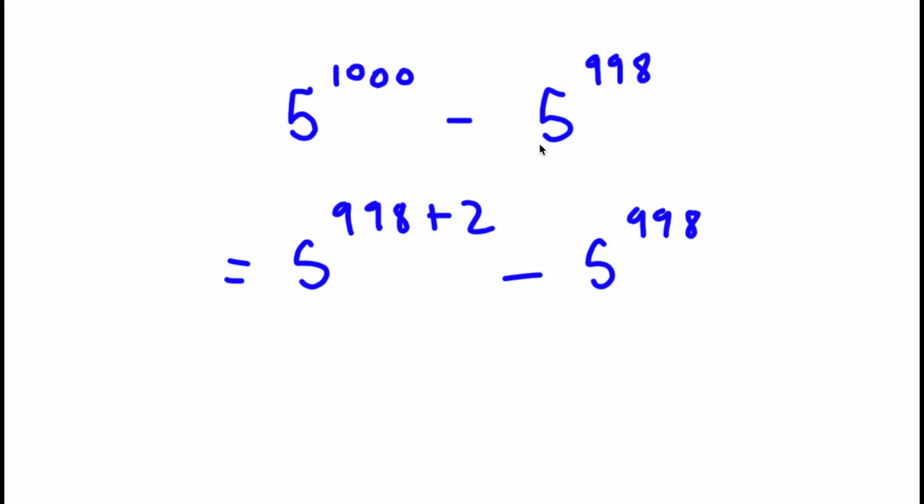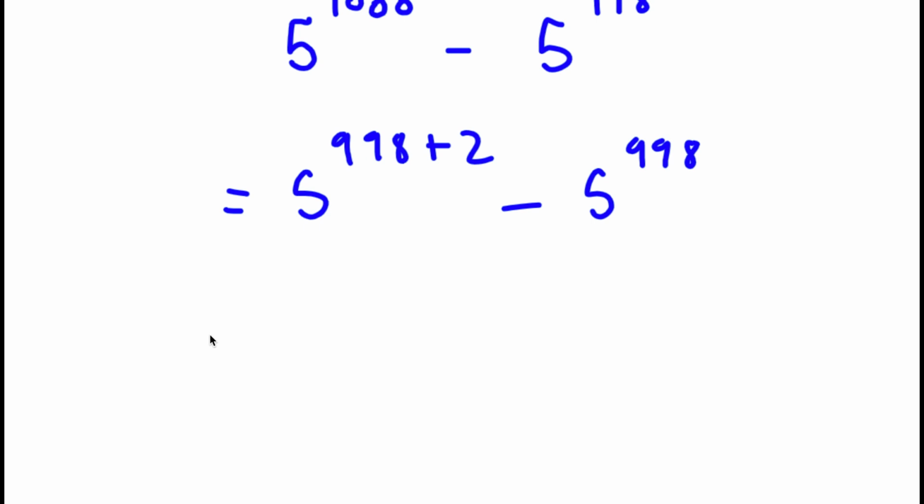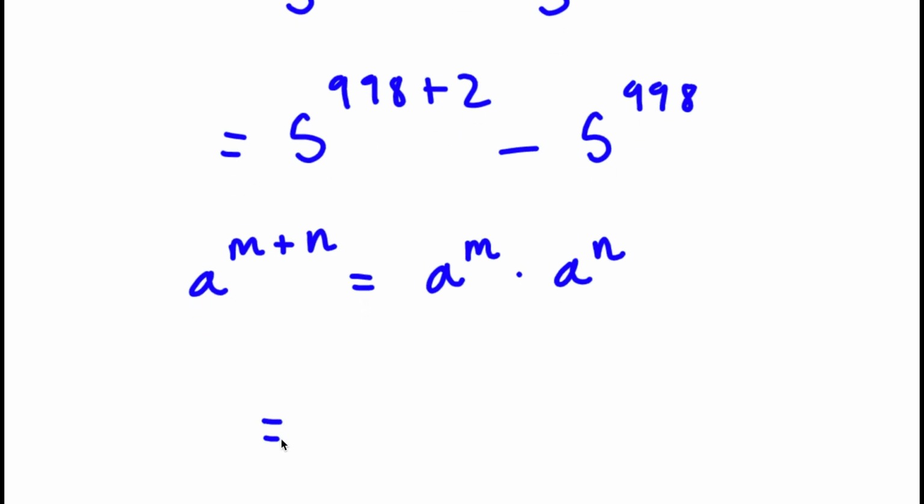Now, if I have something in the form a to the power of m plus n, this is equal to a to the power of m times a to the power of n. So in this case, 5 to the power of 998 plus 2 is going to equal 5 to the power of 998 times 5 to the power of 2. And I have this minus 5 to the power of 998.